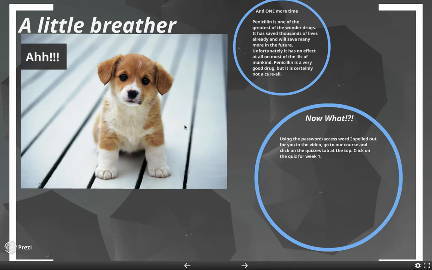All right, so how cute is that little puppy, right? This is our little breather, our little, oh, he's so cute.